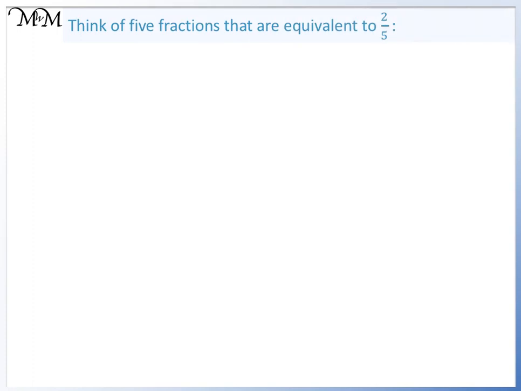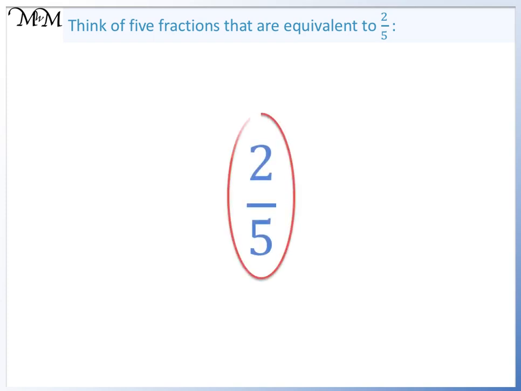Here is a chance for you to practice. Think of 5 fractions that are equivalent to 2/5. For example, I will start by multiplying both numerator and denominator by 3. 2 times 3 equals 6, and 5 times 3 equals 15. So 2/5 is equivalent to 6 over 15. Pause the video now and see if you can think of some of your own.